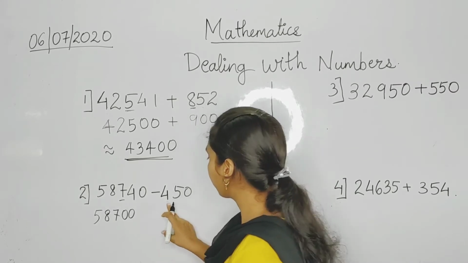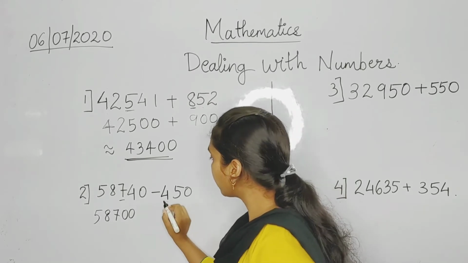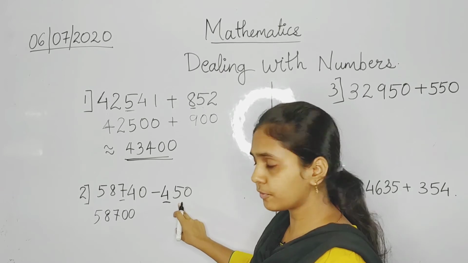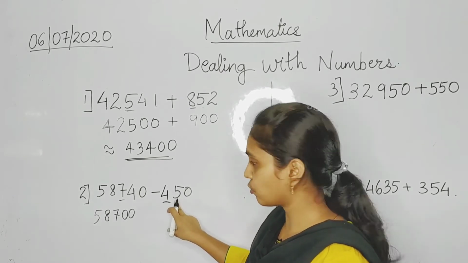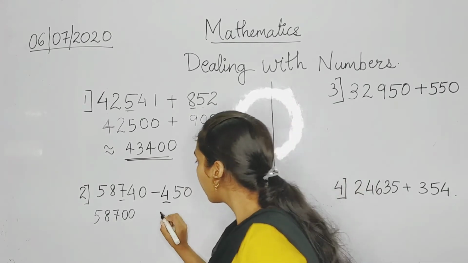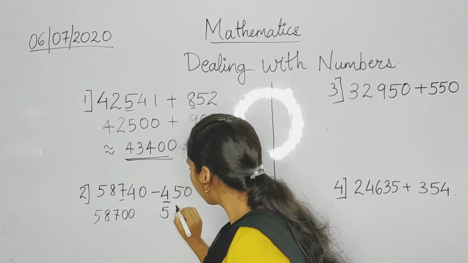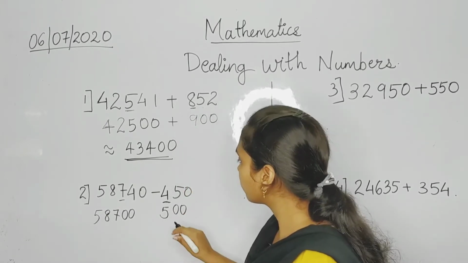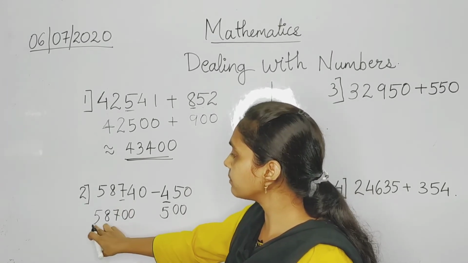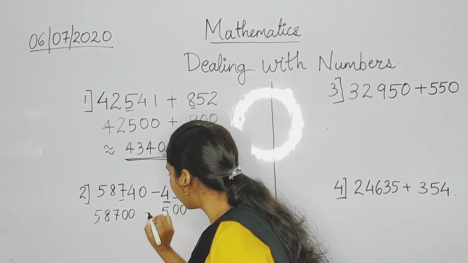Now we have to round off the second number. The second number is 450. Here also we first check the number in the hundreds place, which is 4. The number after 4 is 5, and 5 is equal to 5. So what we do is we add 1 to the number 4, which becomes 5, and after that 0 0. So this number after rounding off becomes 500, and the first number after rounding off becomes 58,700. Now we have to subtract these.